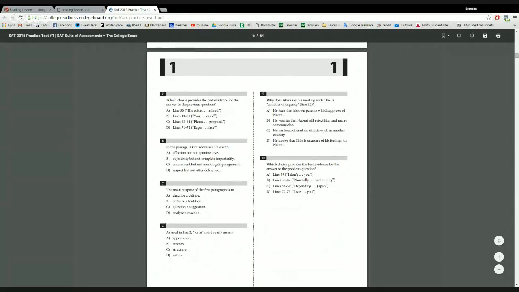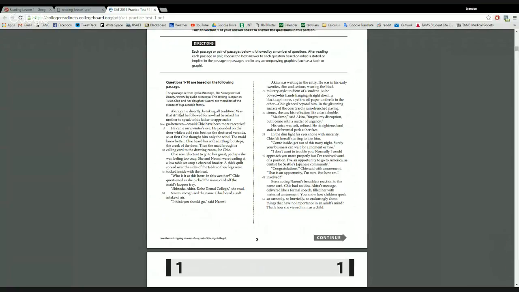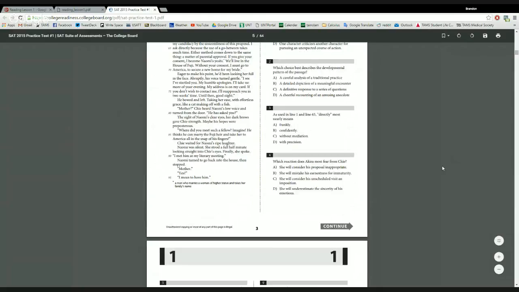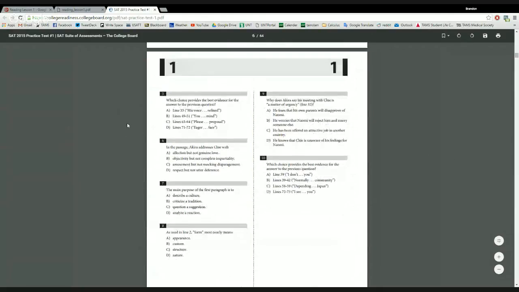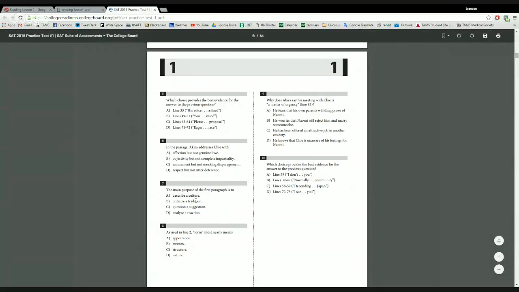The main purpose of the first paragraph is to... in fact, we actually read the first paragraph, having done the last question. So, Kira came directly, breaking our tradition. Was that a solid form, that he asked his mother to speak to his father to approach a go-between, to which she had been more receptive. So, it seems like he's questioning himself here on something. Not exactly sure what, but is he describing a culture? There's no descriptions that occur, so that does not seem like the correct answer, so that's incorrect.